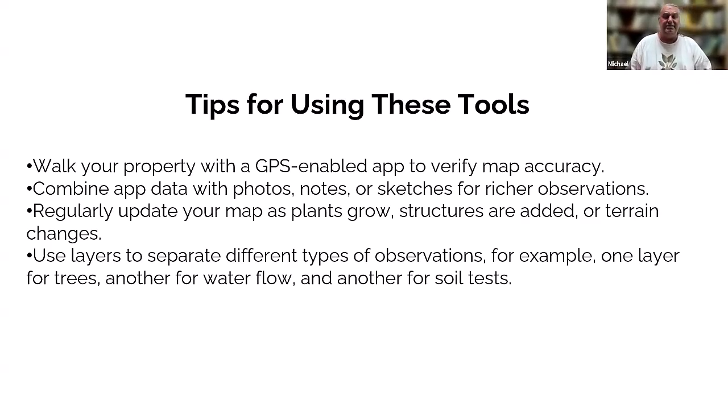Use layers to separate different types of observations. For example, one layer could be trees, another could be water flow, another could be soil testing. Again, using Google Earth Pro if that's what you want to use. Every folder or every polygon or every path is a different folder, and you can just add it in and turn it on and off so you can see the different layers and how they work together.